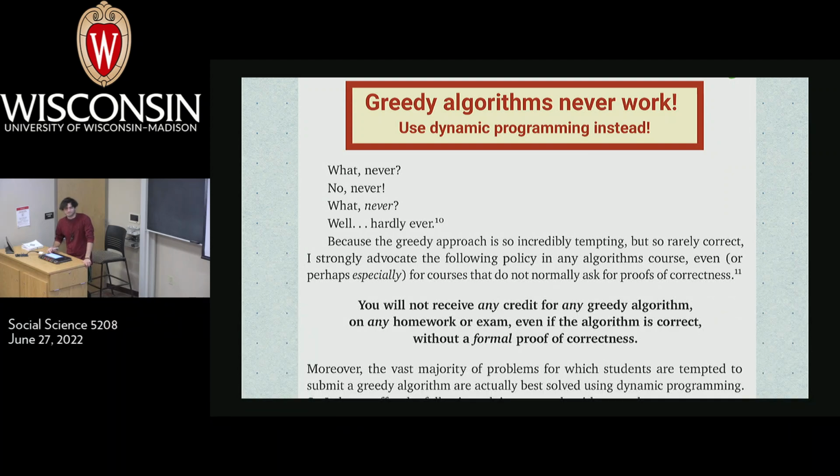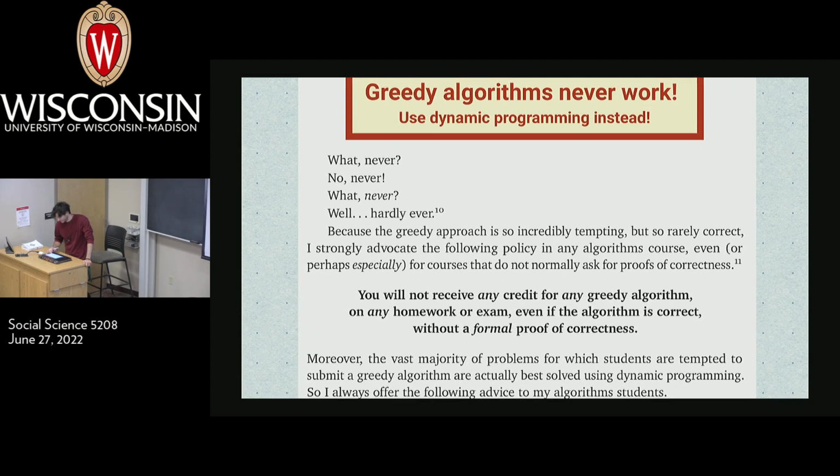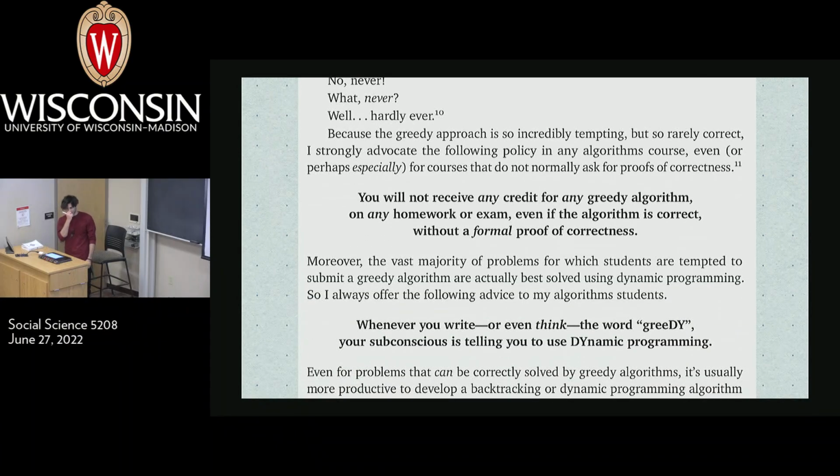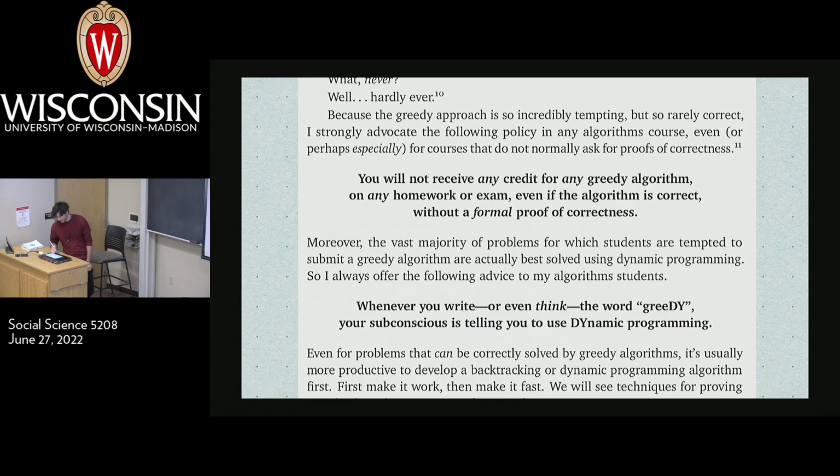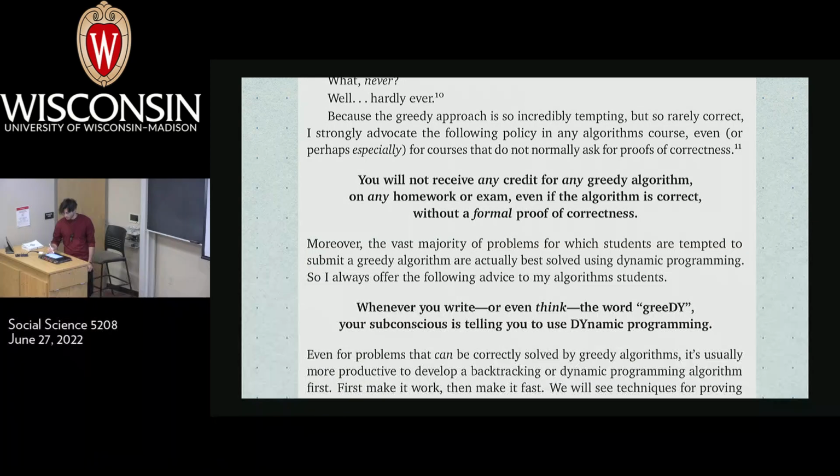So never use them. Until next week. Never use a greedy algorithm. In particular, Jeff has this policy, which I'm also going to have, which is if you give us a greedy algorithm and you don't formally prove it correct, you'll get 0 credit, even if it's correct. So just don't do it. Just make a dynamic programming algorithm. They're easier.